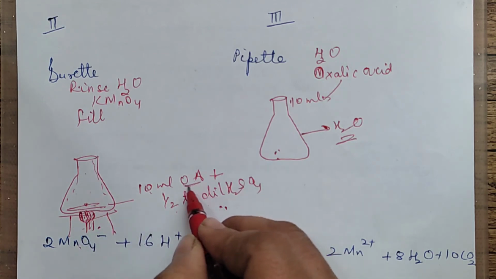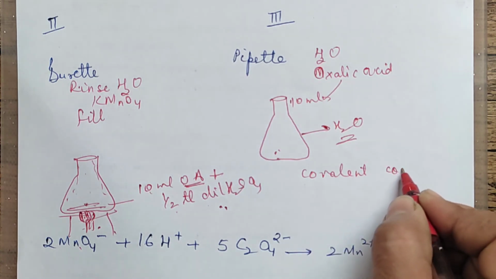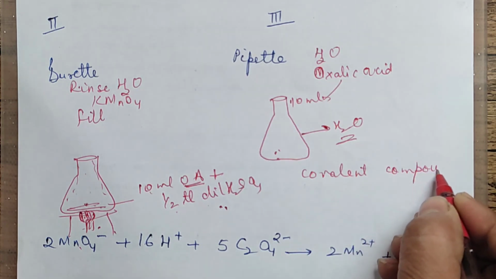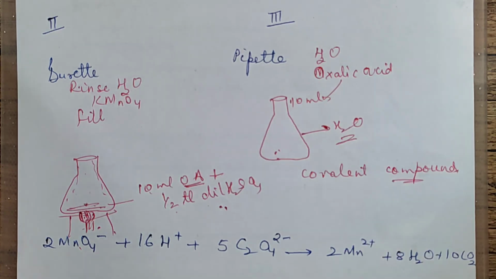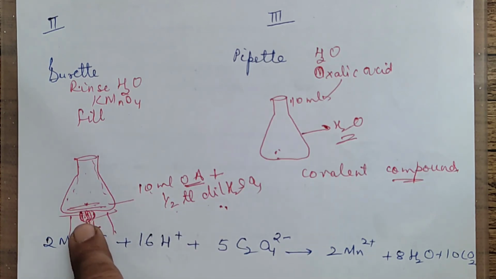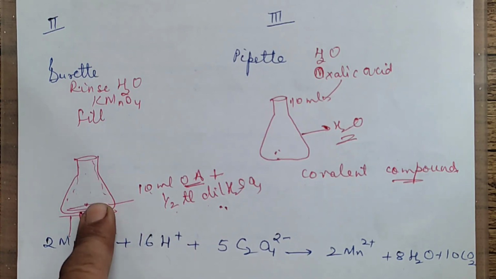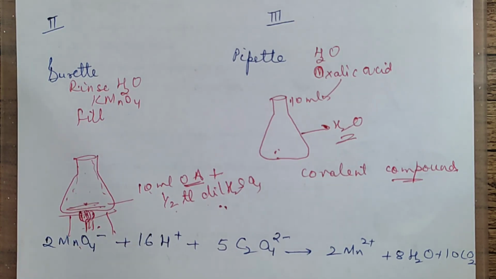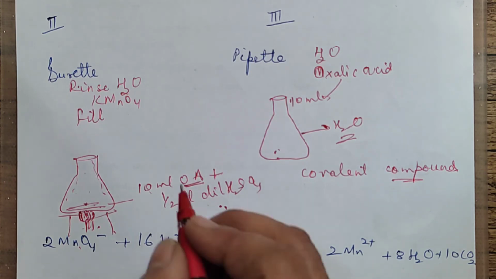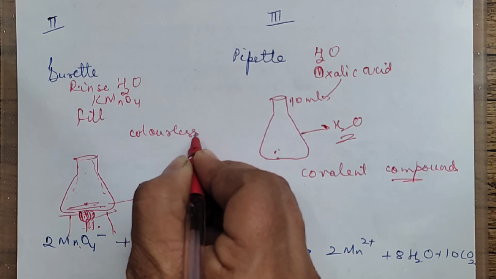Reason: oxalic acid is a covalent compound, so bonds will not break easily. So as to speed up the reaction, we have to heat it till 1 or 2 bubbles start coming out. You have to hold this conical flask with some cloth so that you don't hurt yourself. Place it below the burette. Perform the titration as you did in the previous one. The color change is the same: colorless to pale pink.